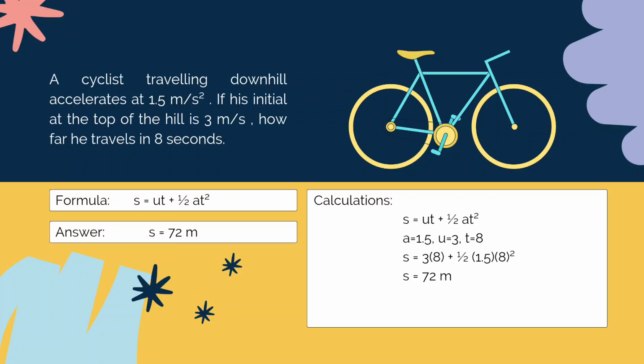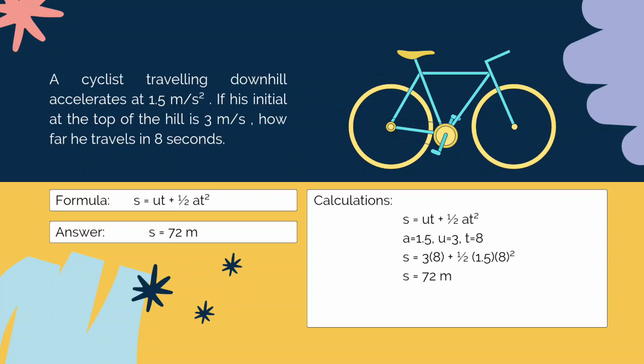First, we need to choose the formula. To solve for the total distance, we need a kinematic equation that connects displacement, initial velocity, acceleration, and time. So the perfect tool for this is the formula s equals ut plus 1 over 2 at squared, where s is our displacement, u is the initial velocity, a is acceleration, and t is time.